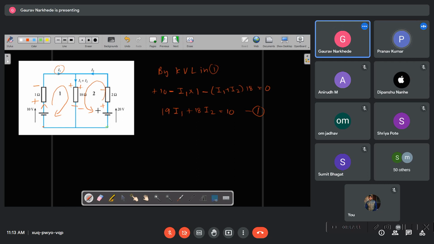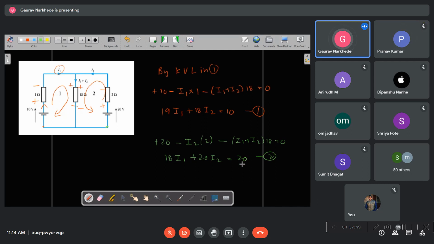Again we will start in the anti-clockwise direction. Plus to minus to plus, plus 20, plus to minus, minus, what is the current flowing? I2 multiplied by 2, right? Again plus to minus, minus, what is the current flowing? I1 plus I2, multiplied by 18, is equal to 0. So therefore this will be 18 I1, and then 2 and 18 make plus 20 I2 is equal to 20. This is equation number 2. Is it?